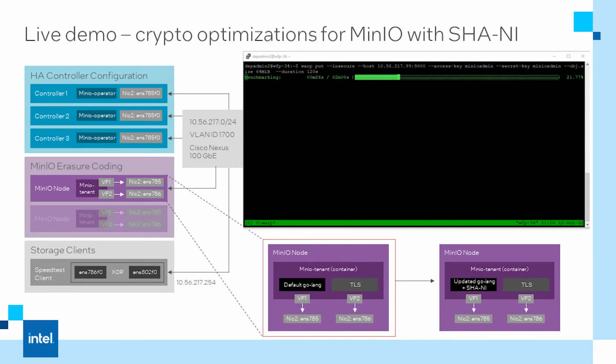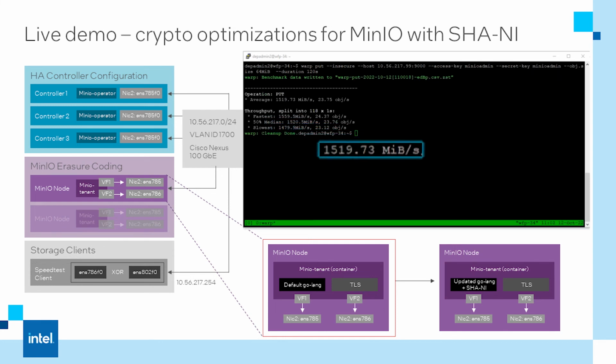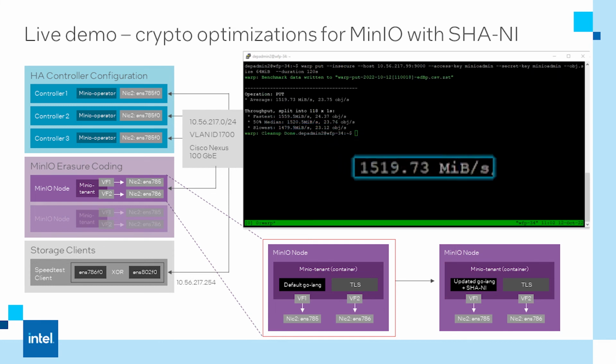In this case, the Warp client performs a series of put operations against the MinIO pod using a 64 megabyte object size for a duration of 2 minutes. Once the 2-minute duration completes, it will display the baseline put throughput performance number. As before, we deploy a MinIO cluster using the BMRA tools. The baseline test is completed, and at this point, we have an average put throughput of approximately 1500 megabytes per second.